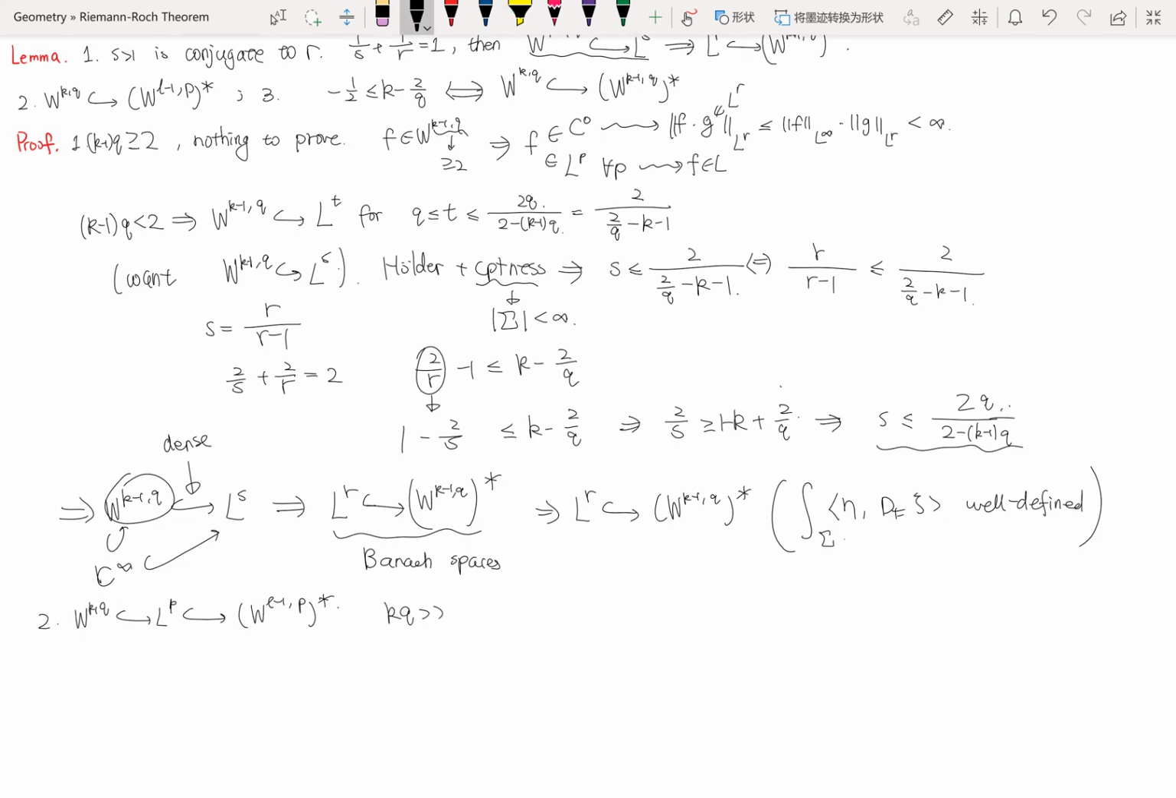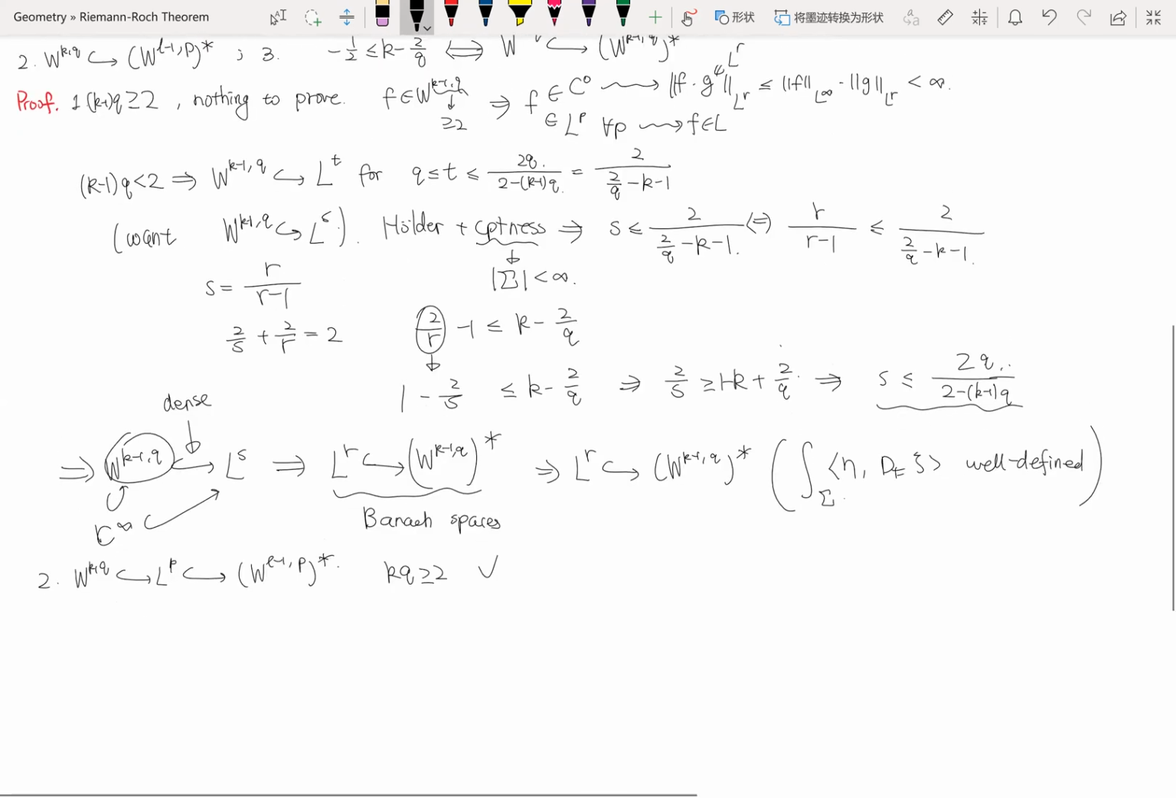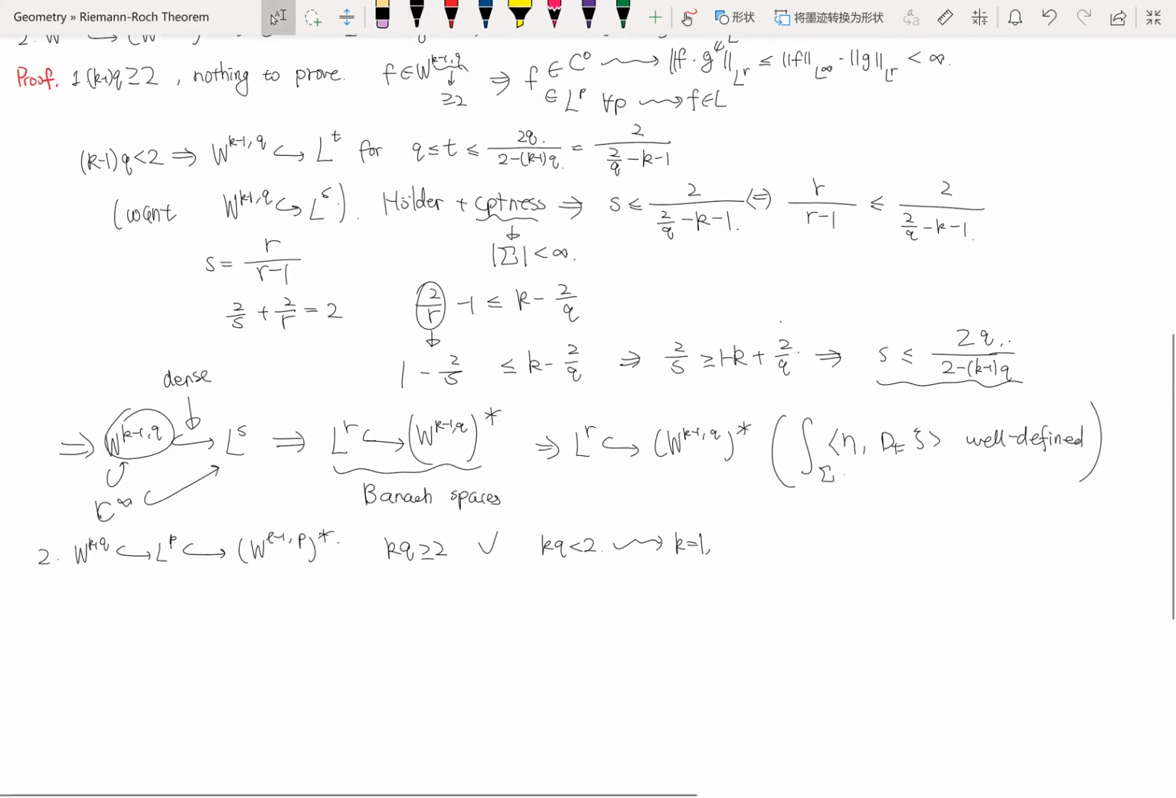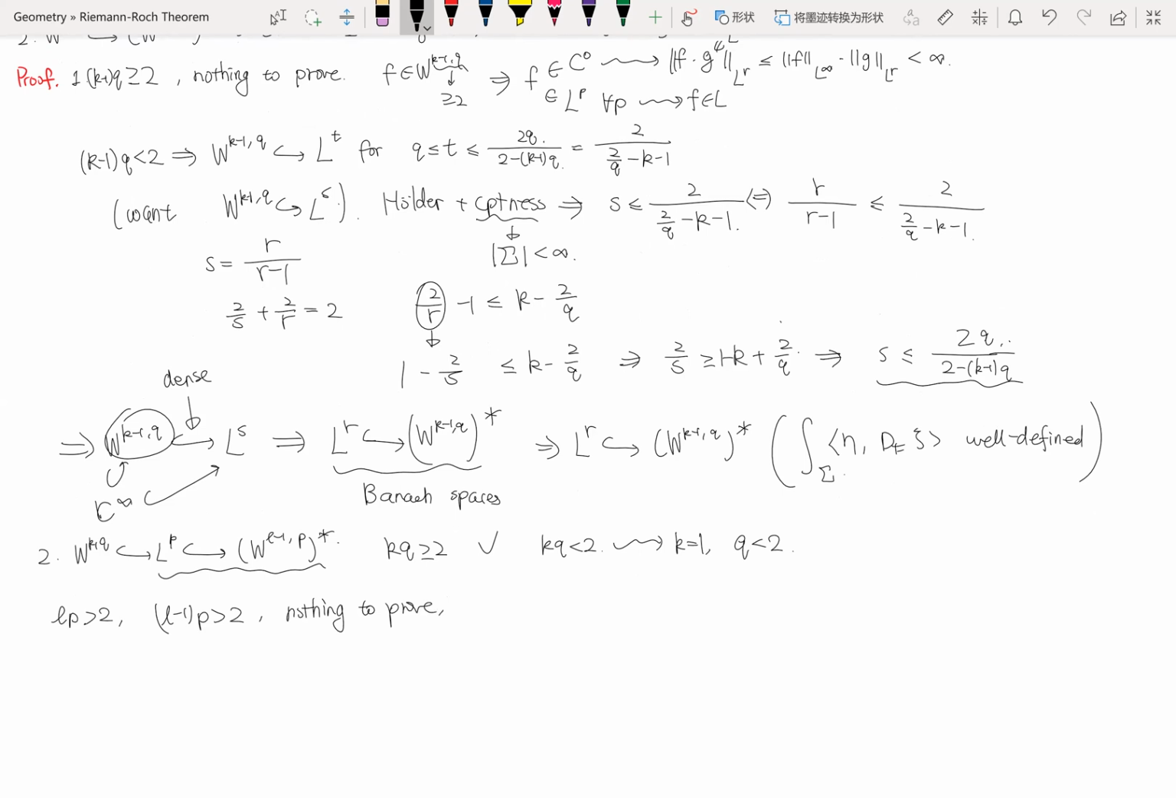In the case when kq is greater or equal to 2, there is nothing to say. So we are considering the case when kq is less than or equal to 2. In this case, we must have k equals 1 and q is less than 2. So we want to establish an embedding first for Lp into the dual of W^{l-1,p}, and we know that p is greater than 2. If (l-1)p is also greater than 2, then there is nothing to prove, because they embed into the space of continuous functions, and all these can naturally embed into the dual of the continuous functions. So we assume that (l-1)p is also bounded by 2.